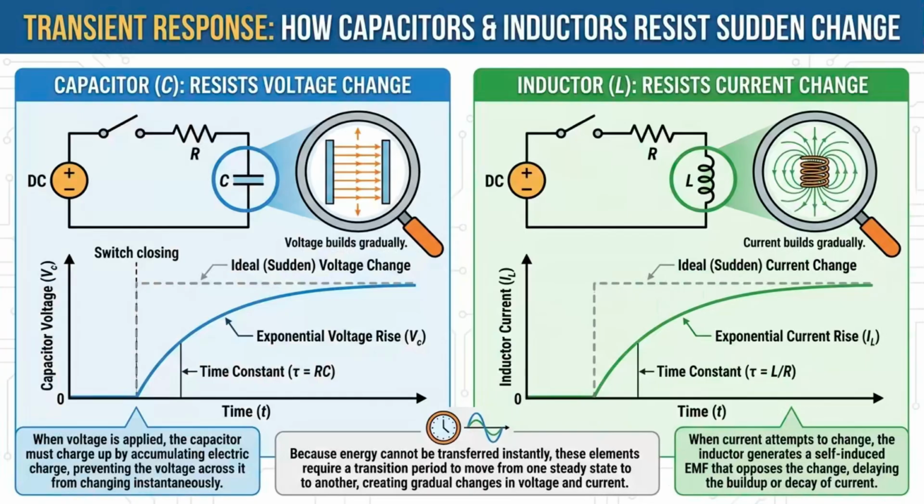is reached. This behavior occurs because energy storage elements like capacitors and inductors cannot change their state instantaneously. Capacitors resist sudden changes in voltage, while inductors resist sudden changes in current. As a result, the system must transition gradually from one condition to another.